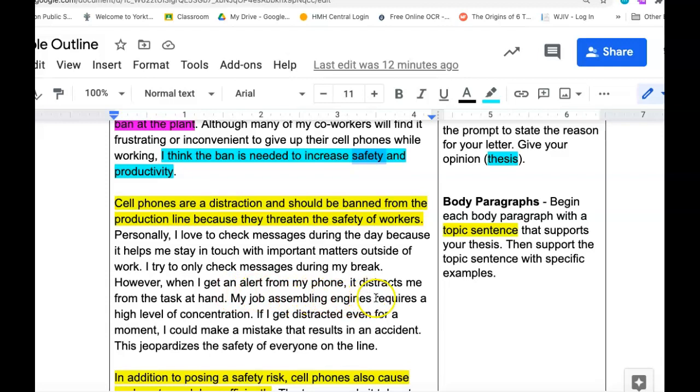My job assembling engines requires a high level of concentration. If I get distracted even for a moment, I could make a mistake that results in an accident. This jeopardizes the safety of everyone on the line. You see how I kind of explain out a scenario and give a concrete answer?